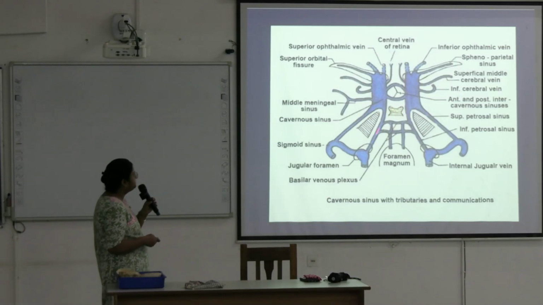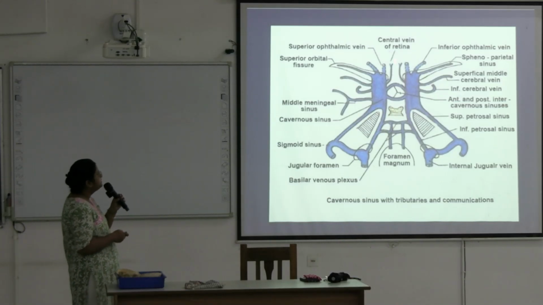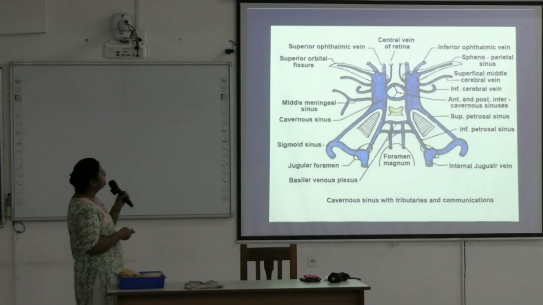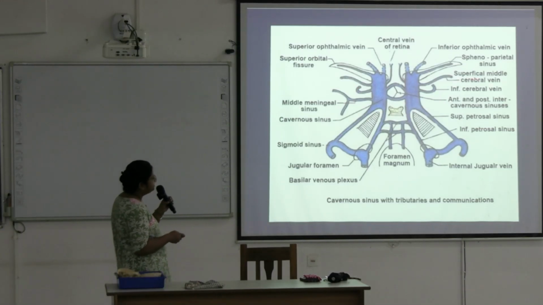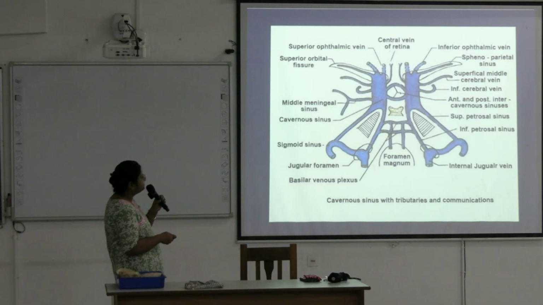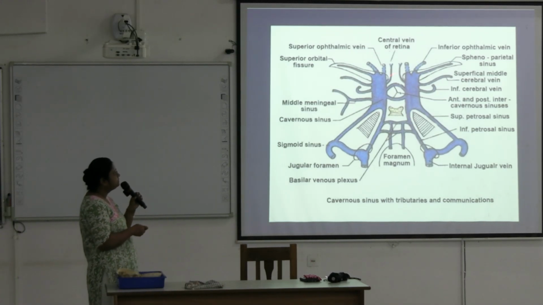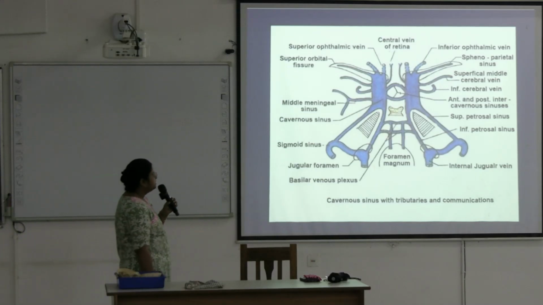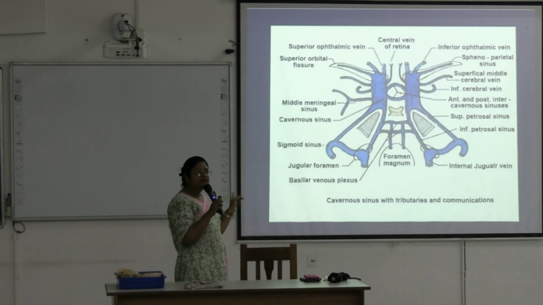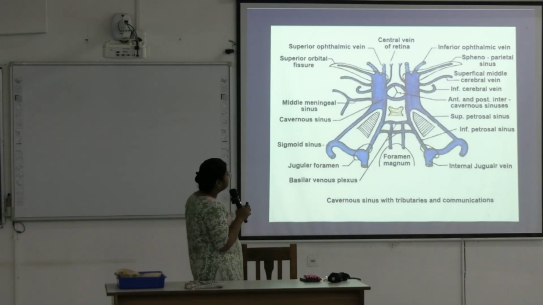So here you can see some tributaries and communications. Central vein of retina, superior ophthalmic vein. Okay, all these are draining into this cavernous sinus. And these are the connections: superior petrosal sinus, inferior petrosal sinus. This is middle meningeal vein. Okay, superficial middle cerebral vein, inferior cerebral vein. And these are the anterior, posterior intercavernous sinus connecting the two cavernous sinuses. Okay, so previous diagram we practice very carefully. Next.